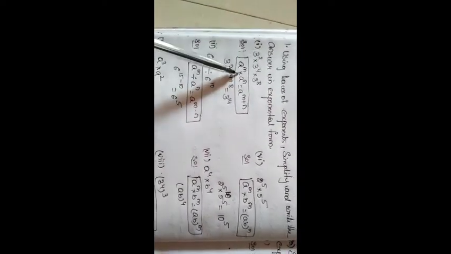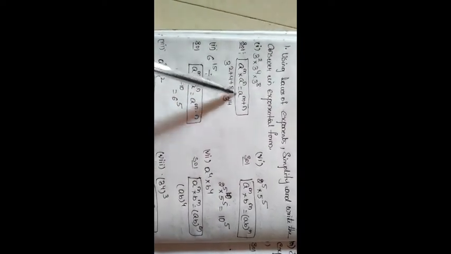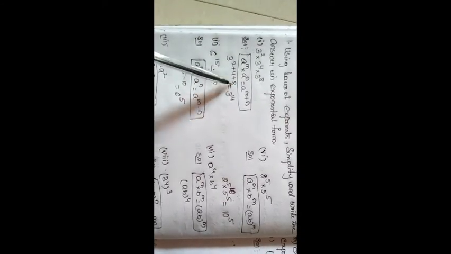So it is in the form of a power m into a power n. So it is in the multiplication form. That's why a power m plus n. So bases are equal, power should be added. So 3 power 2 plus 4 plus 8, 3 power 14. Second bit, 6 power 15 division 6 power 10.